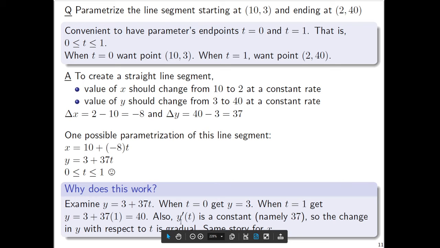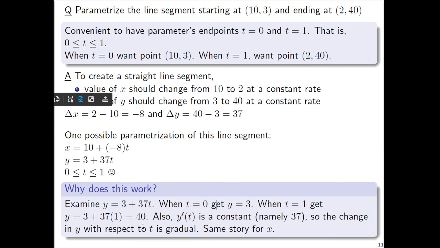And the key thing about what's going on here is you'll notice that y prime, the derivative of y with respect to t, is constant. If you were to differentiate 3 plus 37t with t being the variable, you're just going to get the constant 37. So this change is very gradual. The slope is a constant 37, and the same story goes for x. So as t moves from 0 to 1, unit by unit, and I get it's only by 1 full unit, but even by 0.1 unit at a time, the amount that x changes and the amount that y changes is all proportional. And that's why we end up getting a straight line segment.